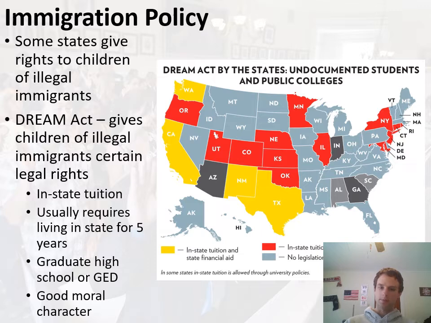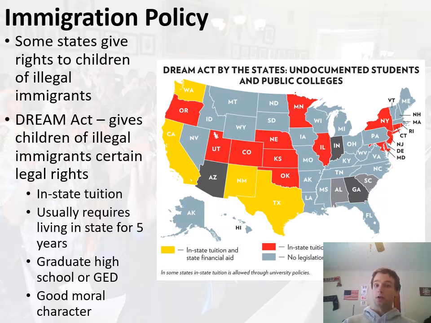For example, in the states you see in red, those who are children of illegal immigrants who have lived in their state for about 5 years, show good moral character, meaning they haven't gotten involved in any arrests, and graduate high school or get a GED equivalent, can get in-state tuition. And you'll notice that the DREAM Act does not fall along political lines, although you might think this might be a conservative-liberal issue. There are a number of conservative and liberal states that provide the DREAM Act, with the focus being that for these children to qualify, it could not have been their decision to come into the United States, and the United States is pretty much the only country they have ever known. They are viewed as somewhat innocent.